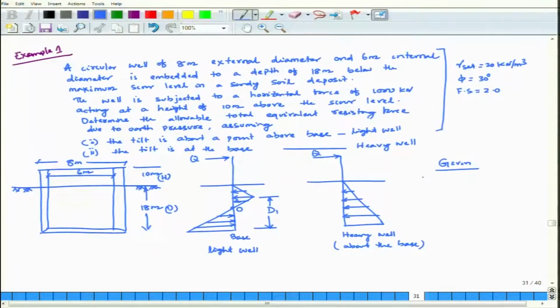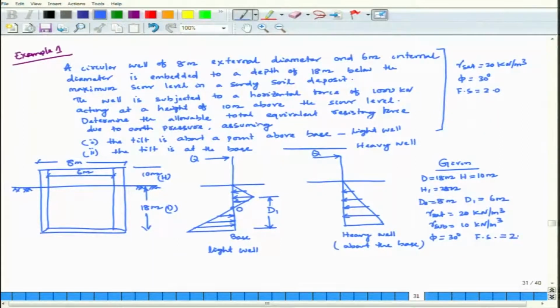It is given D is equal to 18 meter, H is equal to 10 meter, H1 is equal to 28 meter, D0 is equal to 8 meter, D1 is equal to 6 meter, and gamma saturated is equal to 20 kilonewton per meter cube. Gamma submerged is equal to 10 kilonewton per meter cube. Phi is equal to 30 degree. Factor of safety is equal to 2.